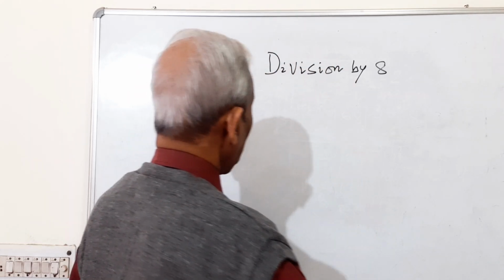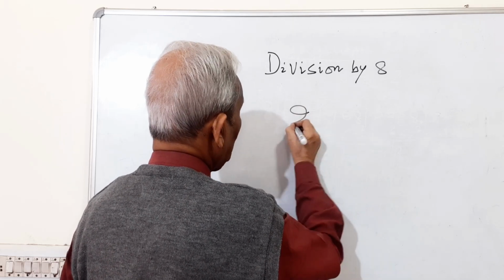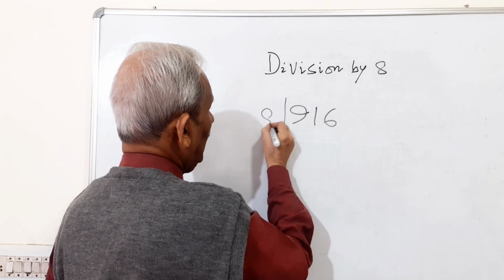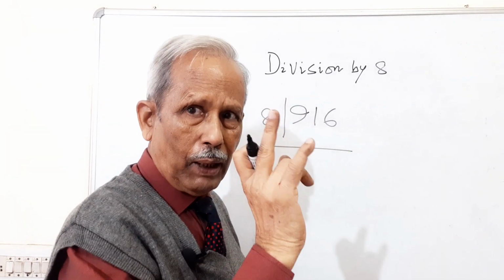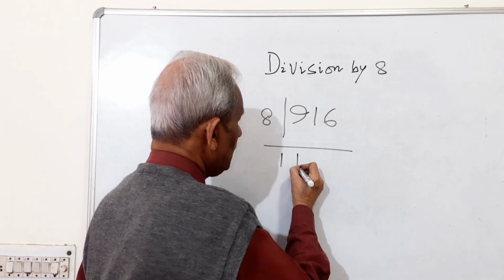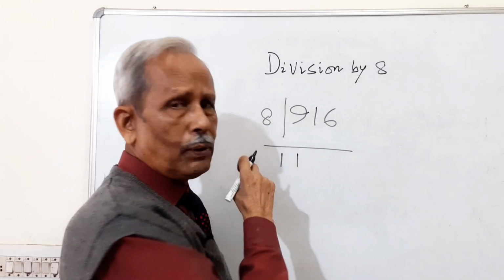The similar problem, I am doing it one more time so that you can be sure about doing this kind of problem. 16 divided by 8. Again here, 9 is divisible by 8 one time. So I write 1 here. And what's remaining? 9 minus 8 is 1 here. And here is 2. I don't write 2 here.